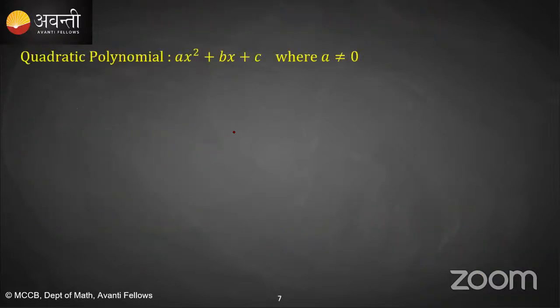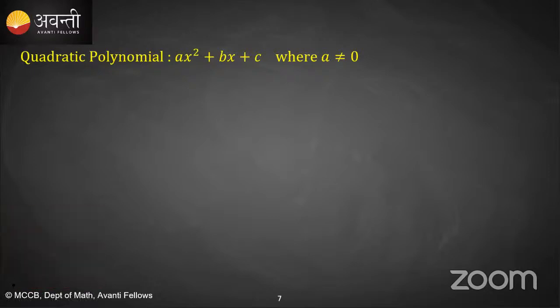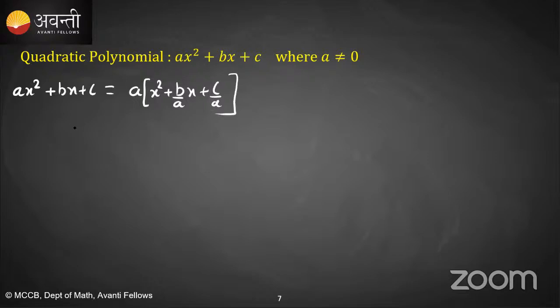So now student, very important thing I'm going to share with you. Please everyone pay attention here. Let's say you have a quadratic polynomial. I am going to do some manipulation in my quadratic polynomial. Any quadratic polynomial is ax square plus bx plus c, right? So take a common, so it can be written as a times x square plus b by a into x plus c by a. Is this clear?